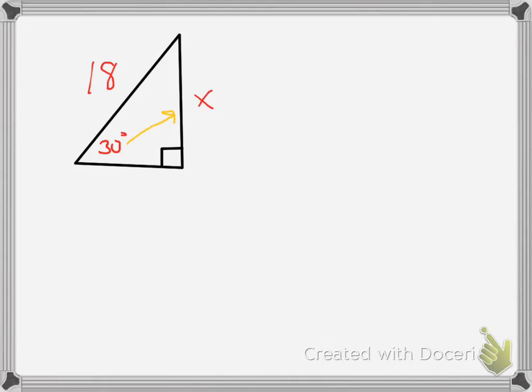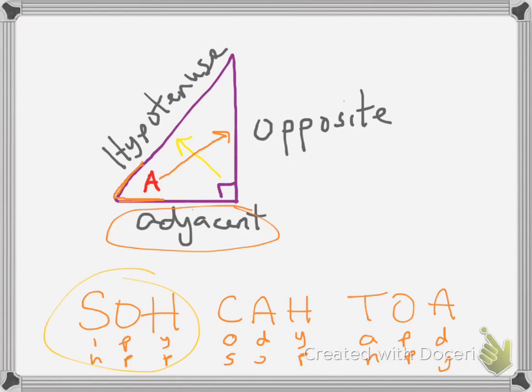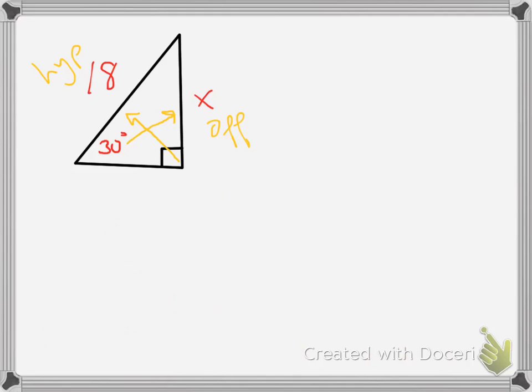The x is directly opposite of the 30, so this is going to be my opposite side for the 30-degree angle. Looks like I put an ADJ, that should be an OPP. And then, of course, opposite the right angle over here is the 18, so the 18 is the hypotenuse. Opposite and hypotenuse, that's going to be the sine ratio. That's the SOH part that we saw over here. So I'm going to say the sine of 30 degrees is equal to x divided by 18.